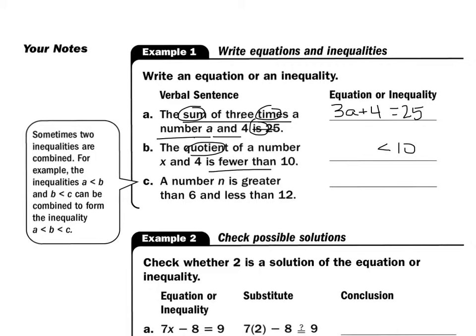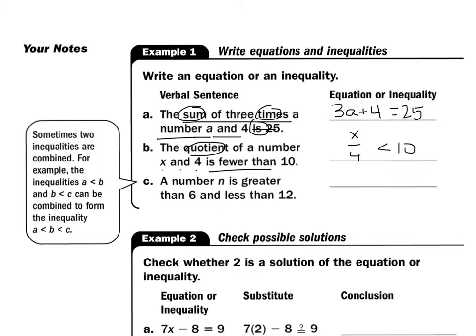Quotient signals division, so we're dividing x and 4. So it's x over 4 is less than 10. In C, this is a compound inequality, so we have two things going on here. We're going to look for a common point.